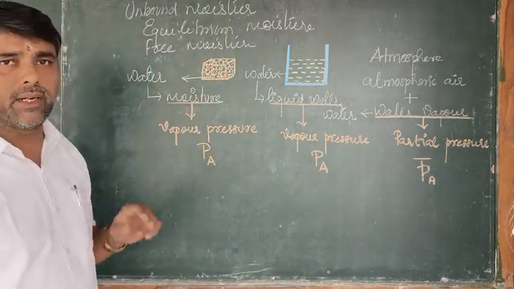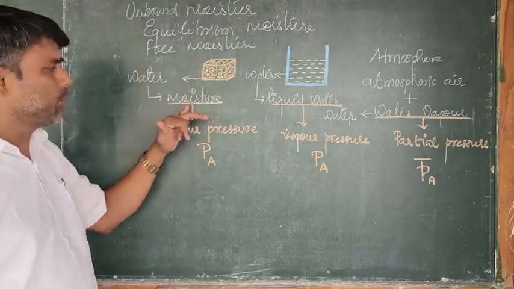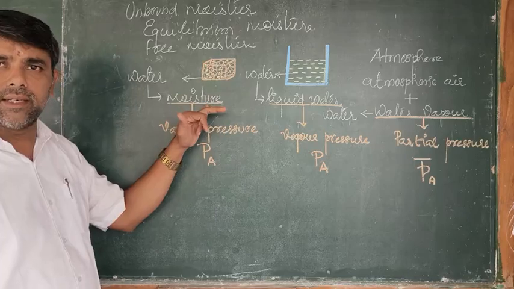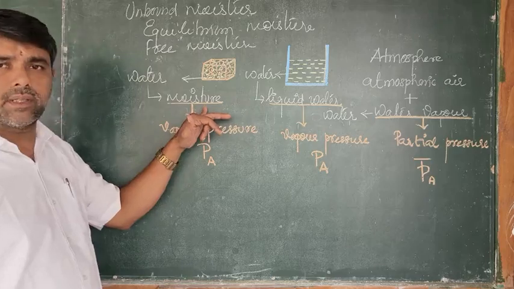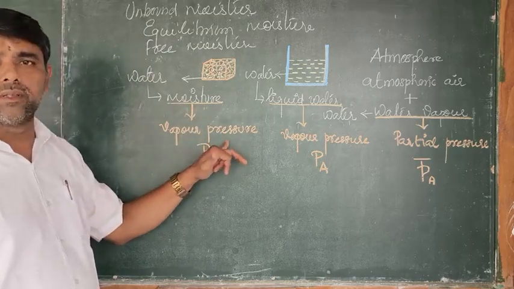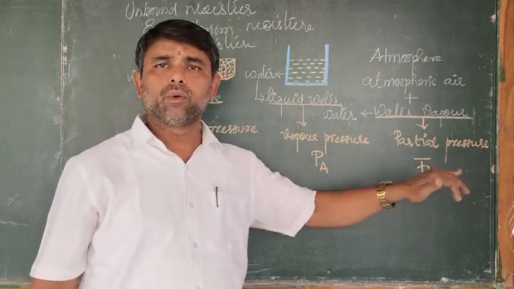Coming to the wet solid. A wet solid also contains a certain amount of water. This is termed as moisture. Again, moisture exerts a certain amount of pressure against the atmosphere. This pressure is also called vapor pressure. So vapor pressure, partial pressure. Now you got the point.